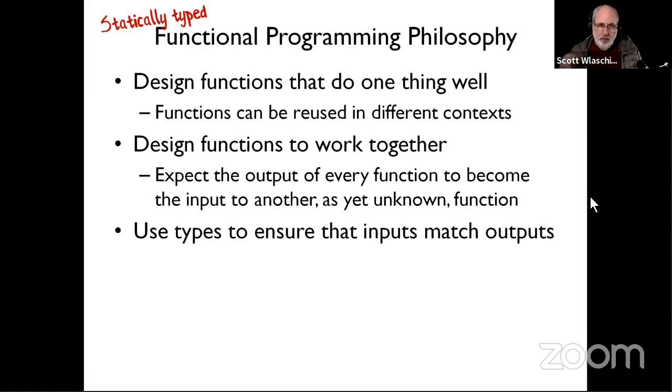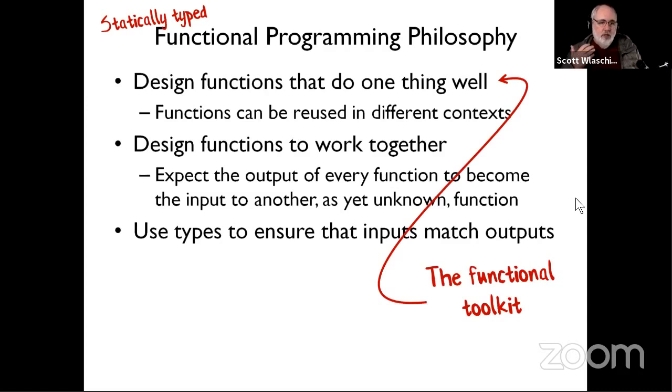And in statically typed functional programming, we have types. So the input and the output is a static type. And we can use that to make sure that we can't mix them up. If the output is an integer and the input is a string, that's an error. But if the output is an integer and the input for the next function is also an integer, then that's correct. And the compiler will tell you whether it works or whether it doesn't work. So that's what types are used for. And basically, designing these things that do one thing well, that is what the functional toolkit is about.